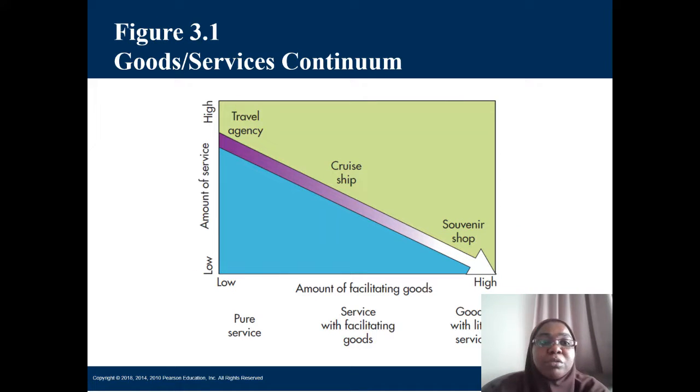So this particular figure depicts the goods and services continuum. You can see that we have pure services on this end, while on the other hand here we have the goods, the goods with little service. In the middle we have a combination of both service and facilitating goods, like I mentioned earlier, where a company can provide a brochure for its clients. When we talk about pure services, we're talking about those actions that are rendered to satisfy customers. On this end, where we have high service rendering companies, we have an example of a travel agency.